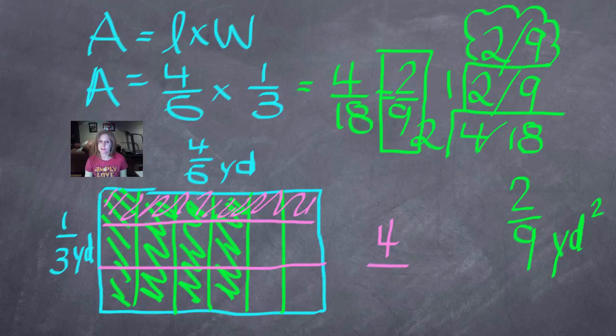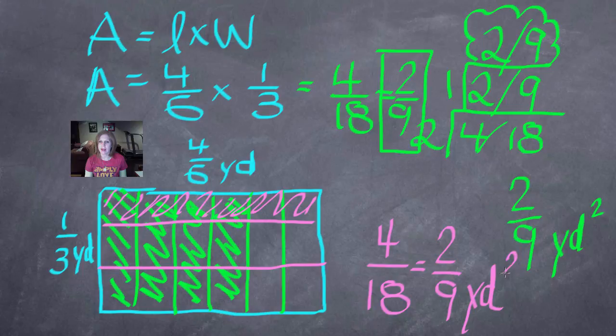And how many squares are there in all? There are 18 squares in all. I could get that by counting or by multiplying my 2 denominators. 6 times 3 is 18. Again, I would have to simplify, but I already did that work up there. And then I have to make sure I put my unit of measurement, and I have to put that square there. Remember, that 2 means that it's 2-dimensional. It's actually a square, length times width.